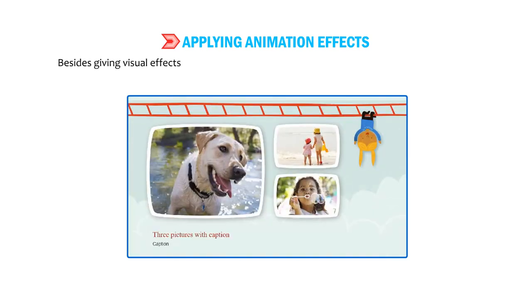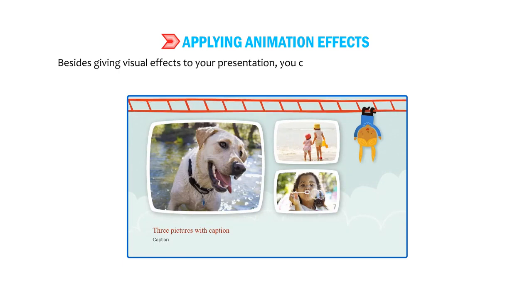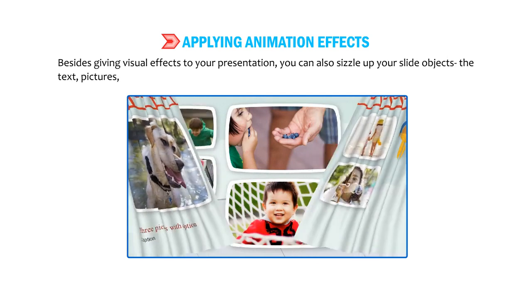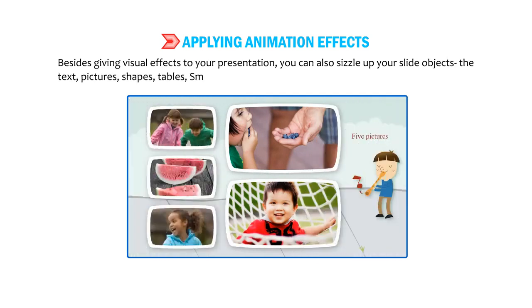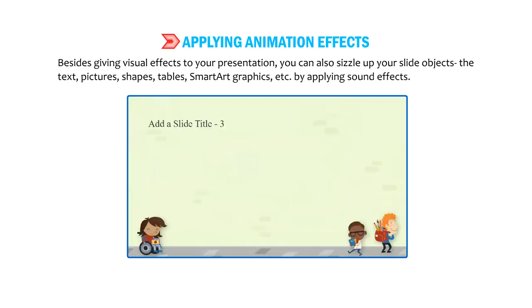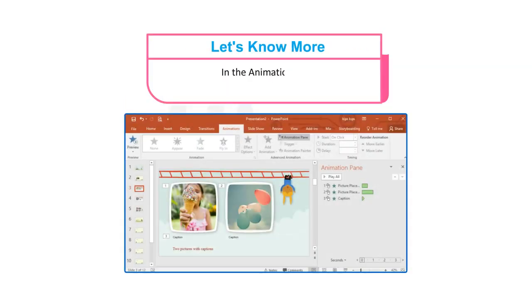Besides giving visual effects to your presentation, you can also sizzle up your slide objects: the text, pictures, shapes, tables, SmartArt graphics, etc. by applying sound effects. Students, in the animation pane, a number 0, 1, 2 indicates the animation order. Star symbol indicates the type of effect used for text and objects in a slide.